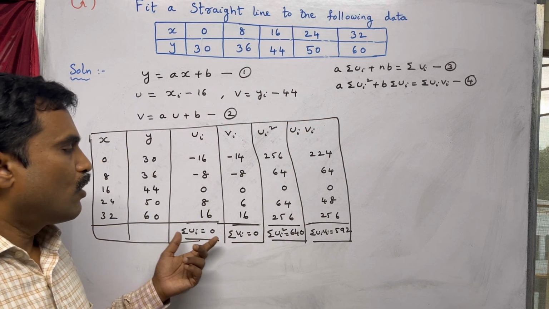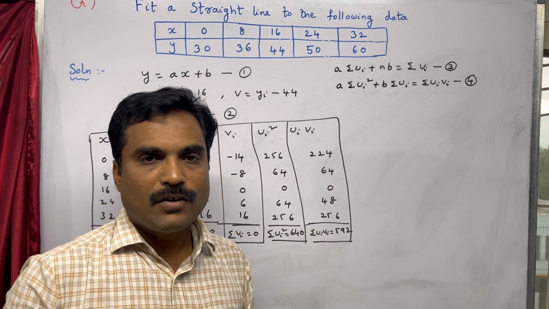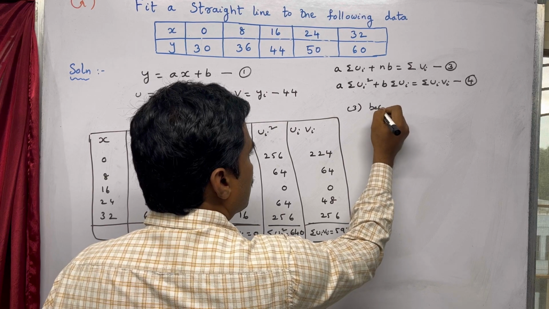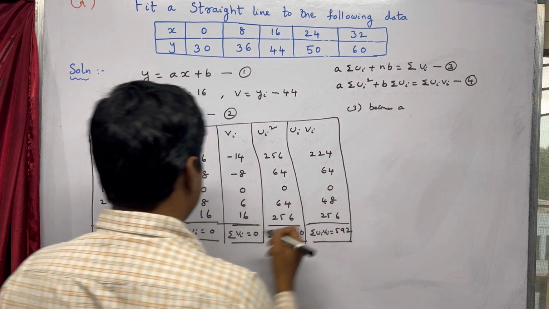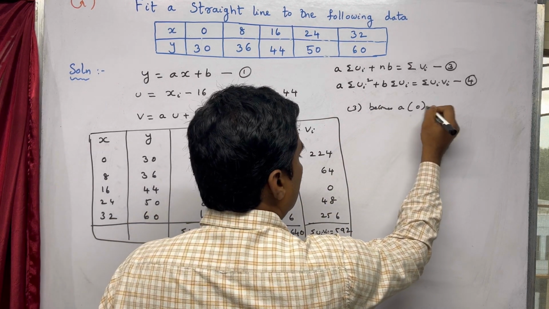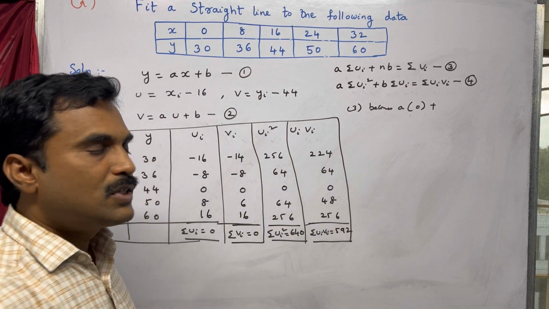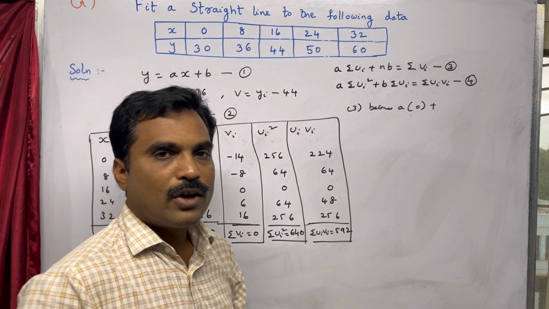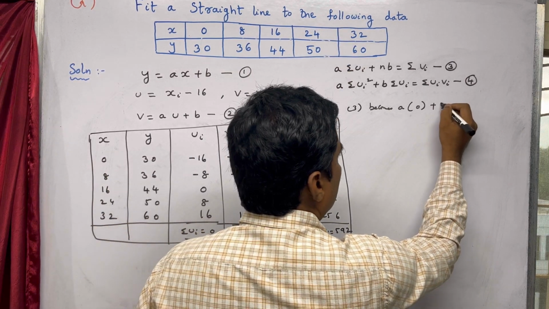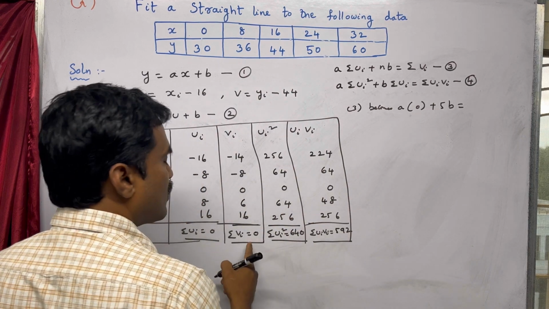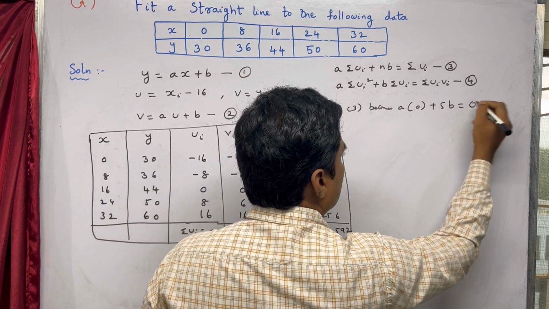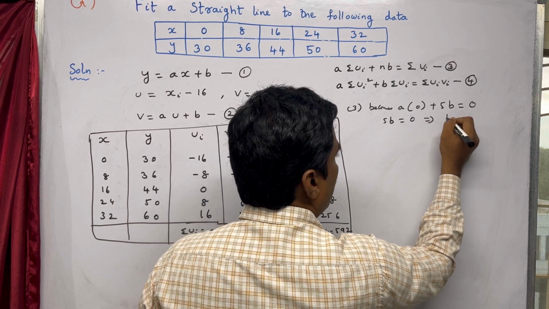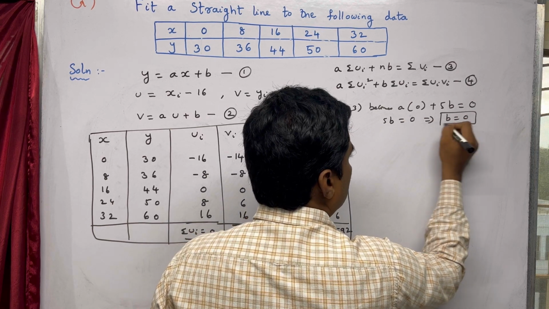Now I am going to substitute all these values in these equations 3 and 4. So equation 3 becomes, A into sigma ui is 0. So A into 0 plus N. N is the number of observations that is given in the problem. So how many observations they have given? 1, 2, 3, 4, 5. So N value is 5. So 5 into B equal to sigma vi, that is also 0 by our table value. So this will be 5B equal to 0. This implies B equal to 0. So we got one value.